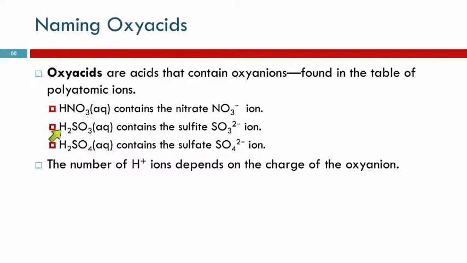H2SO3, you get hydrogen ions and sulfite ion. The sulfite ion has a 2- charge, and that's why there are two hydrogens. H2SO4 has a sulfate ion, which also has a 2- charge. That's why there are two hydrogen ions. So the number of hydrogen ions in an acid is dictated by the charge on the ion. Okay?